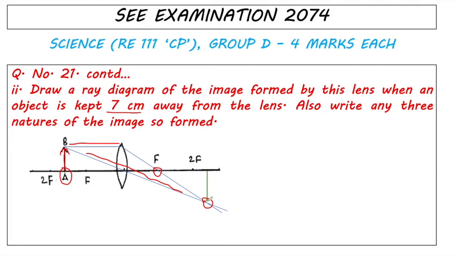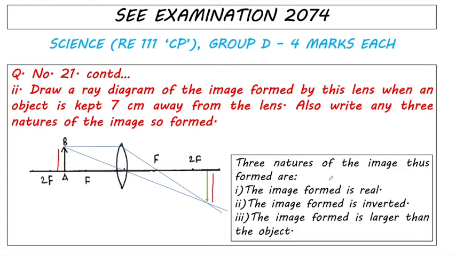You can see that the image is formed on the right side, beyond 2F, and that the size of the image is obviously larger than the size of the object. This is how we draw a ray diagram. The 3 natures of the image thus formed are: first, the image formed is real. A convex lens always forms a real image.